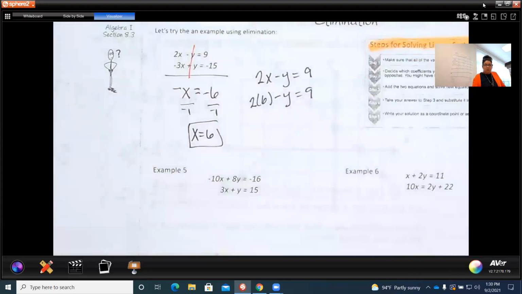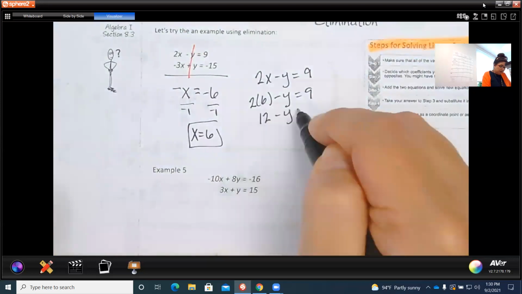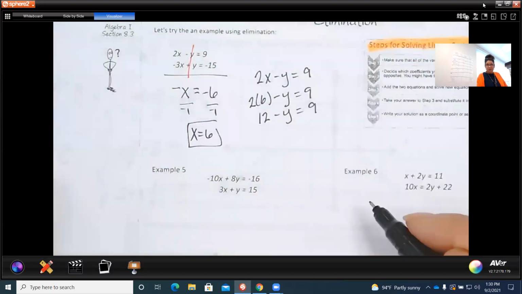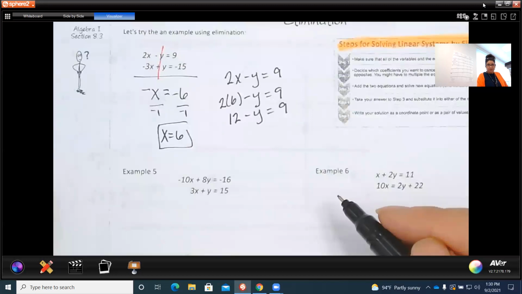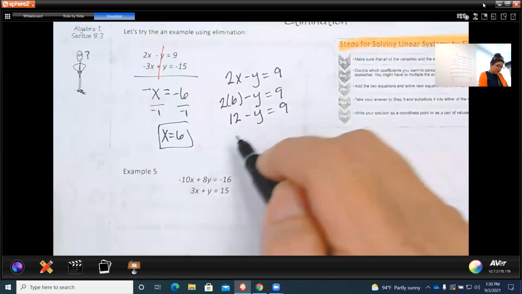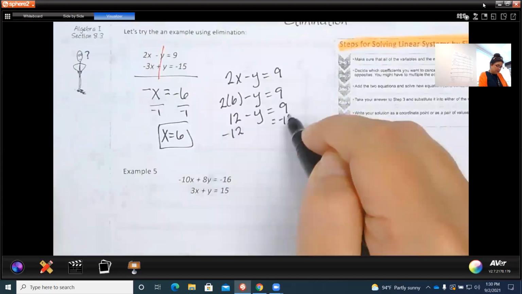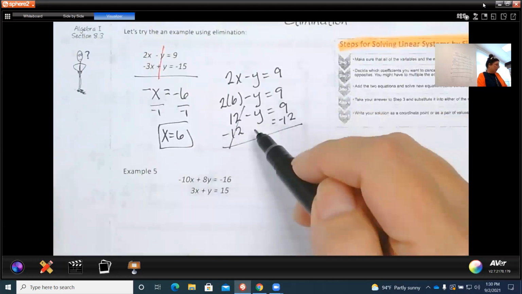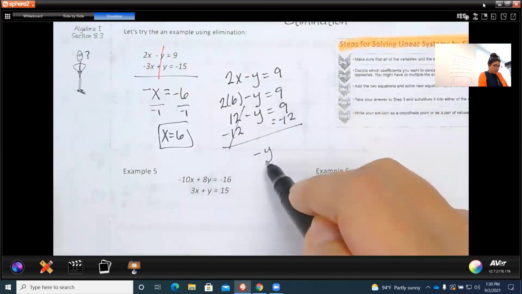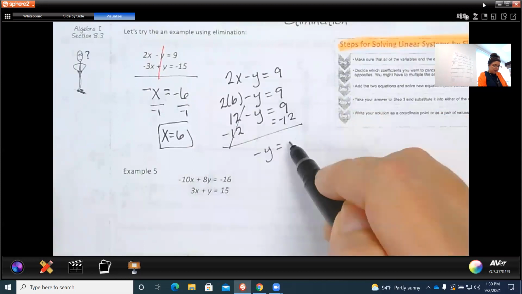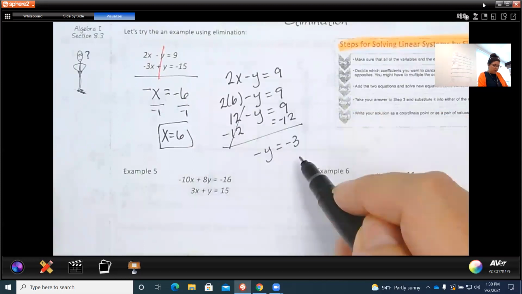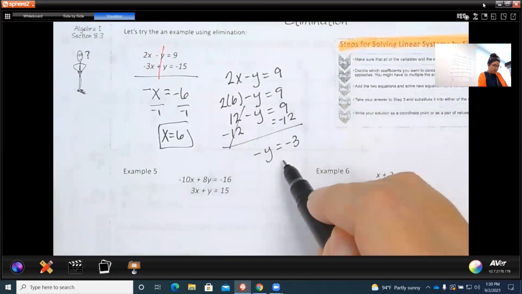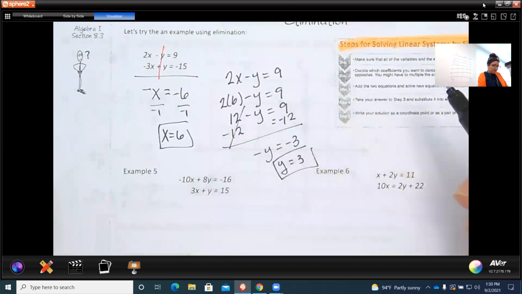All right, order of operations. 2 times 6 is 12. Minus y equals 9. Then what? Subtract 12 from both sides. 12 minus 12 is 0. Do I have to bring down y or negative y? Negative y equals, what's 9 minus 12? So negative y equals negative 3. What's y equal? 3. So what's my answer? 6, 3.